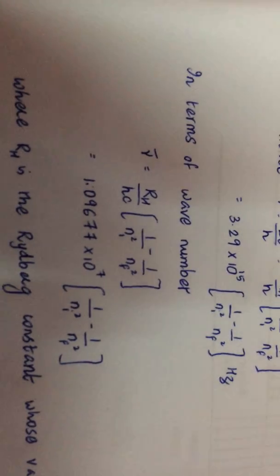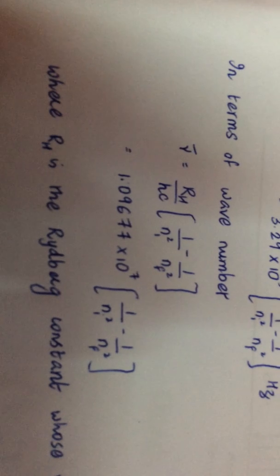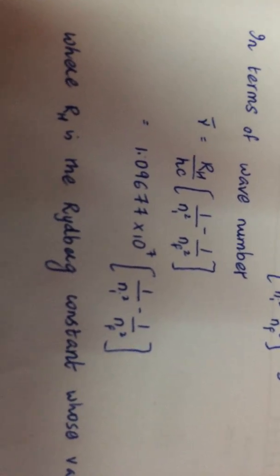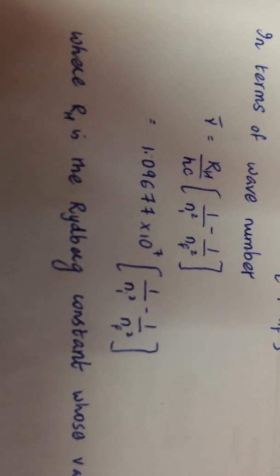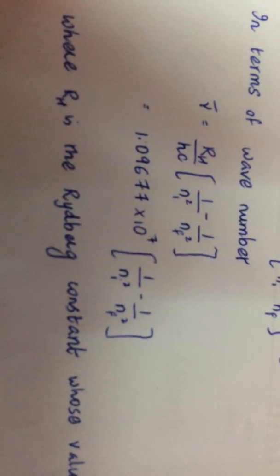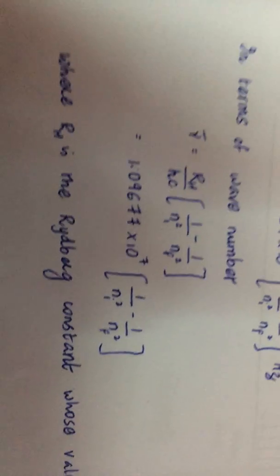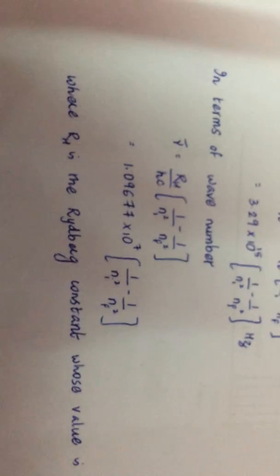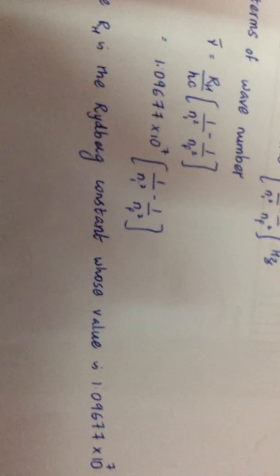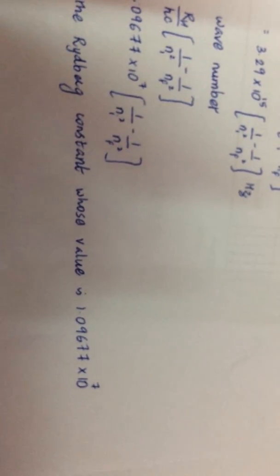In terms of wave number, nu bar is equal to RH by hc into 1 by Ni square minus 1 by Nf square, which is equal to 1.09677 into 10 raised to 7 into 1 by Ni square minus 1 by Nf square, where RH is the Rydberg constant whose value is 1.09677 into 10 raised to 7.